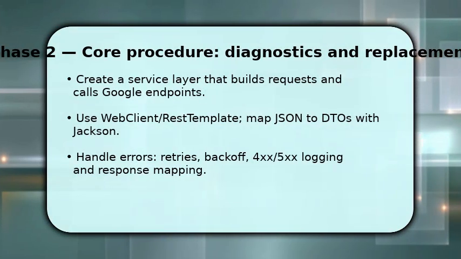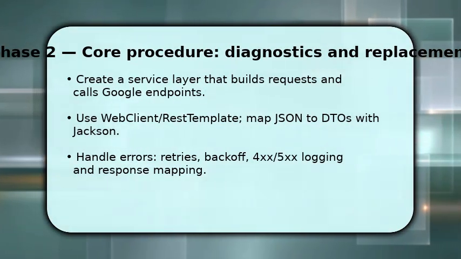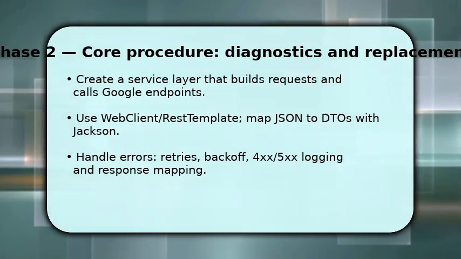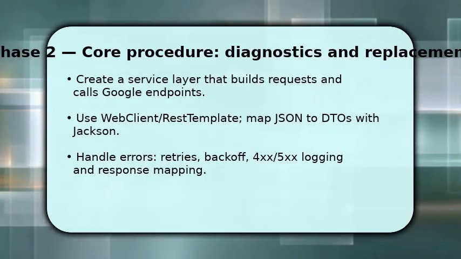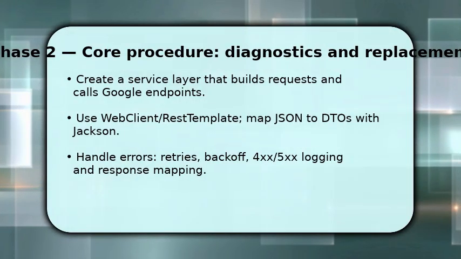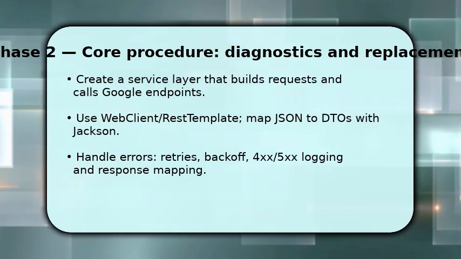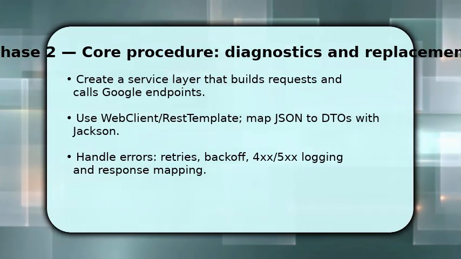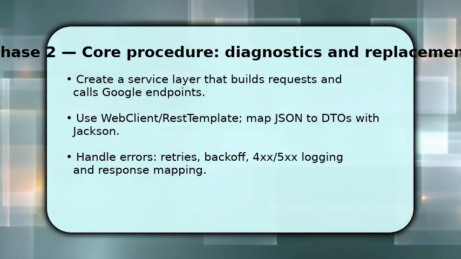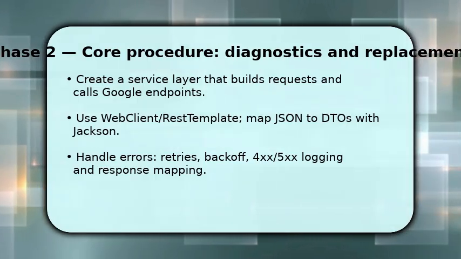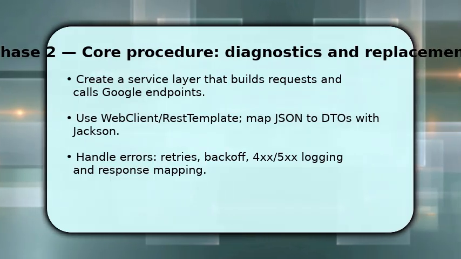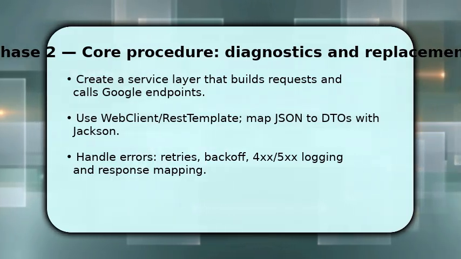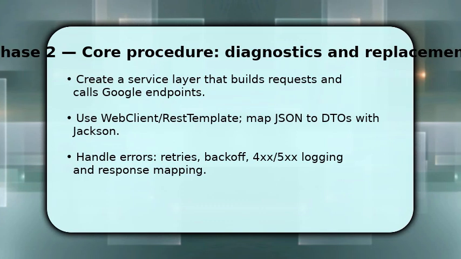You now implement the integration. Build a Google Maps service that composes URLs for geocoding, places, or directions, and call them via WebClient. Map the JSON responses to typed DTOs with Jackson so your controllers stay clean, and wrap calls in a repository-style service for reuse. Once done, add retry and exponential backoff for transient failures, and centralize error parsing to translate Google errors into meaningful exceptions. This structure makes testing and maintenance far easier.